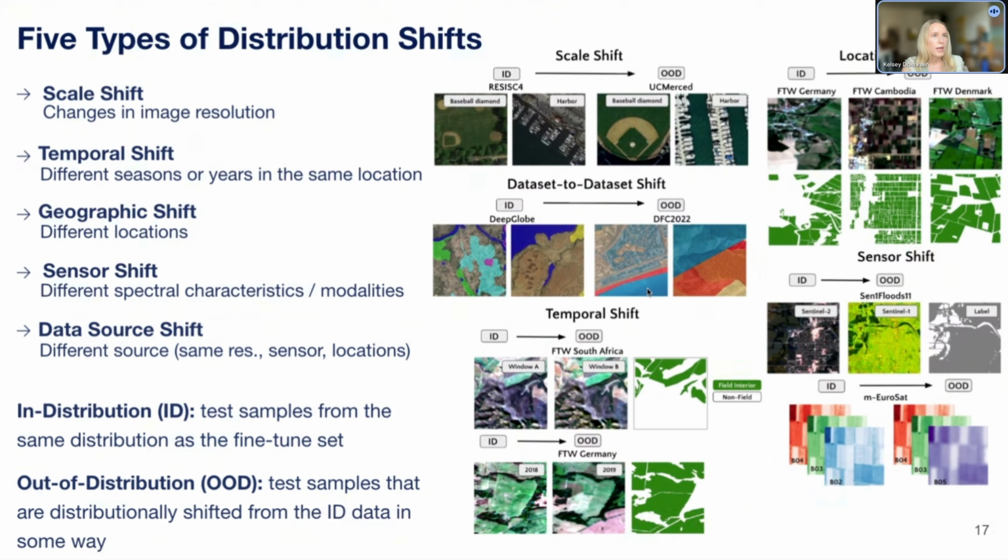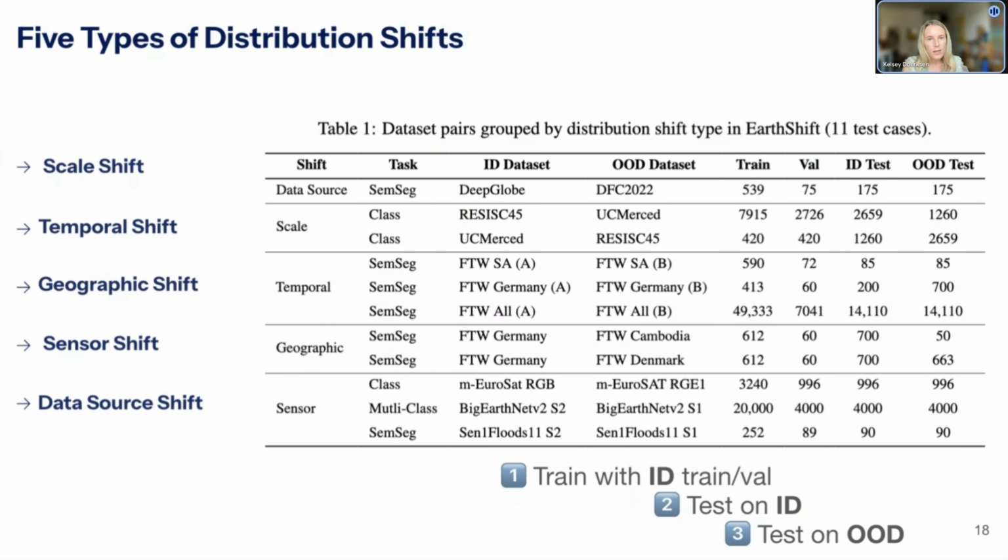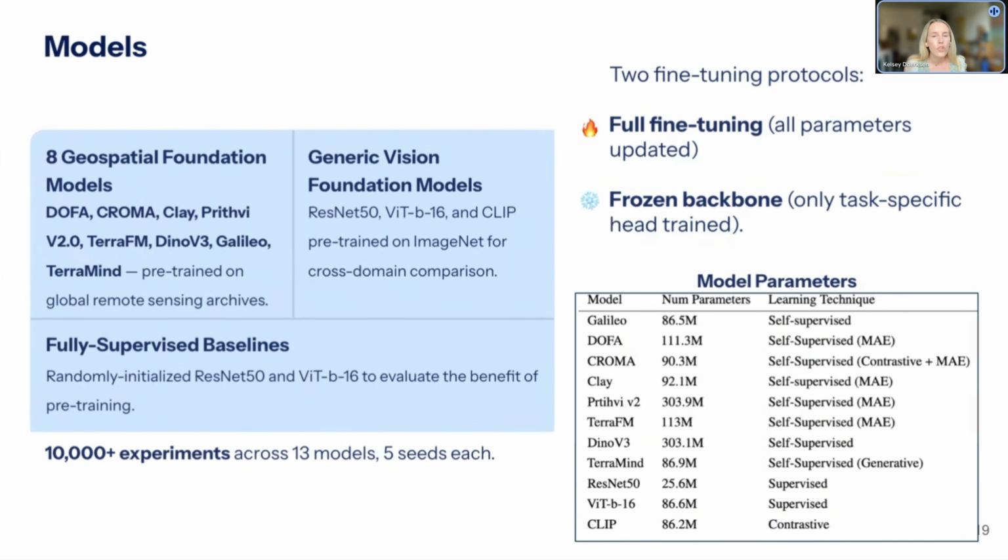So those are the shifts, and this is a table from the paper. I won't go into too much detail about that because I think folks can look at that on their own time, just in the interest of time and having time to discuss results. But these are the ones that we include. We have 11 test cases across the 5 shift types. And these are the models that are currently supported by EarthShift. So we have 8 Geospatial Foundation models listed there: DOFA, Chroma, Clay, Prithvi V2, TerraFM, DINOv3 pre-trained on its satellite dataset, Galileo, and TerraMind.